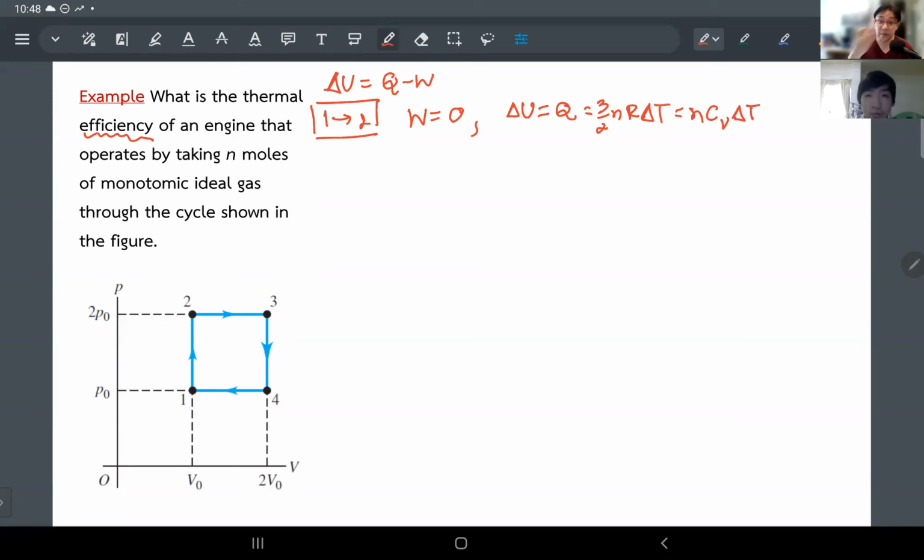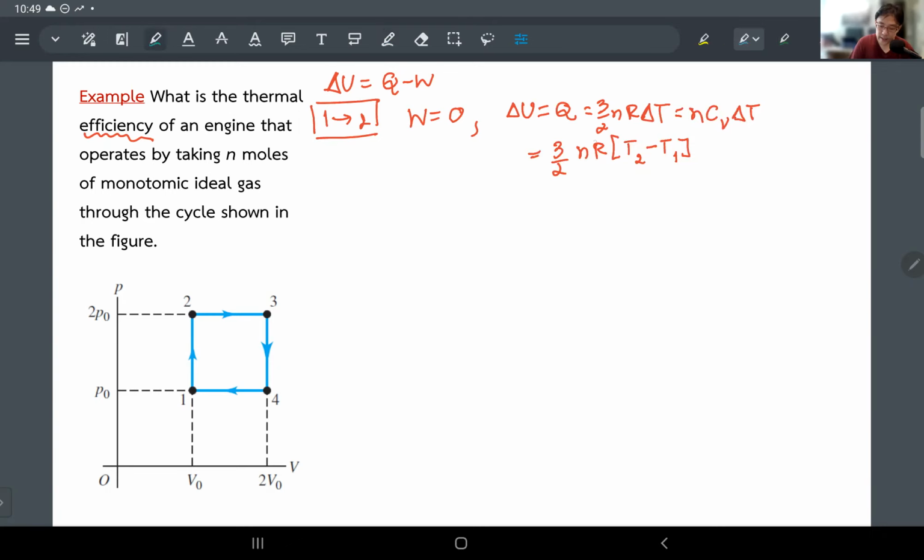So this means you should be able to calculate all three terms. W is gone, it is 0. Delta U is equal to Q is equal to n C_V delta T. Sounds good. Keep going. So it's going to be 3/2 nR T final, T at 2, minus T initial, T at 1. Very good. But of course, you don't know the temperature, but that's all right.